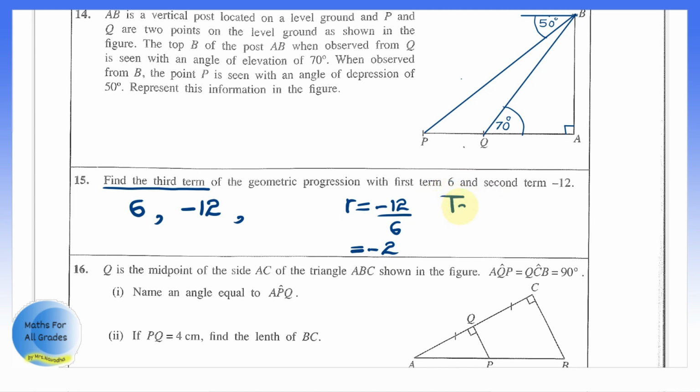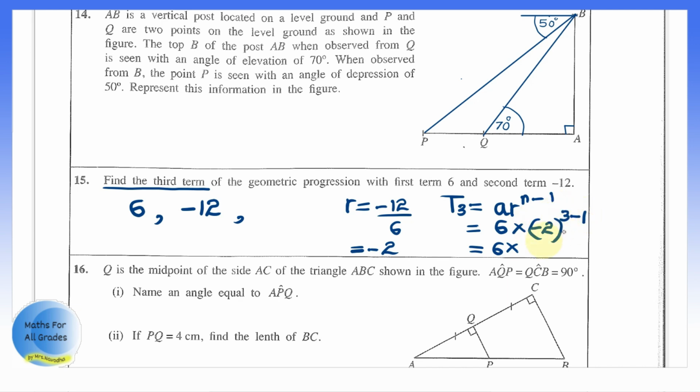Now to find the third term, we can use the formula as well. Tn equals A R to the power n minus 1. A is the first term, it's 6. We just found out R, it's minus 2. So what is the answer? 6 times minus 2 to the power 3 minus 1, that is, 2.